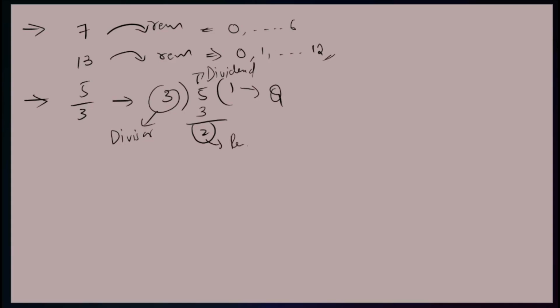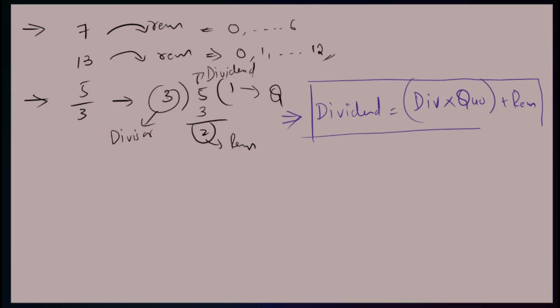This is your remainder. We already learned in our school math that dividend is equal to divisor, 3, into quotient, 1, plus remainder, 2. Divisor into the quotient plus remainder. Based on this also, there are questions asked in several exams. So you have to remember this. Based on this, they might ask you.